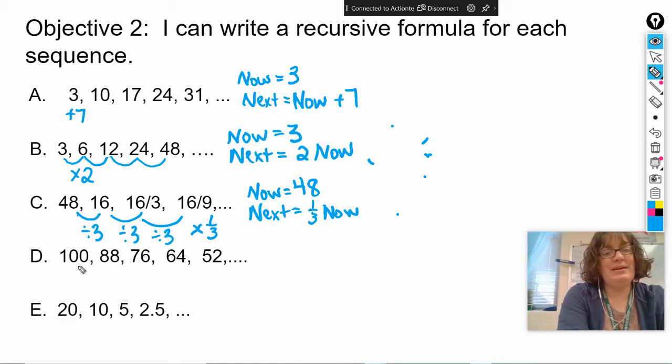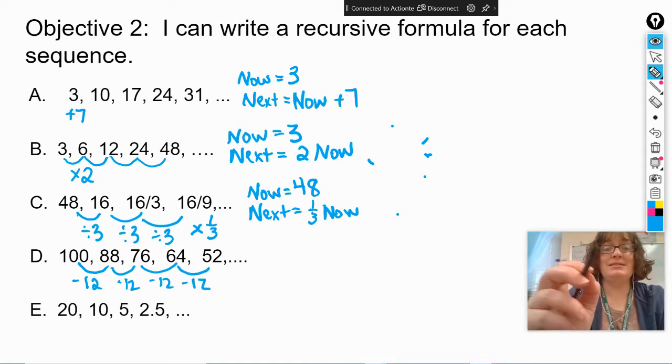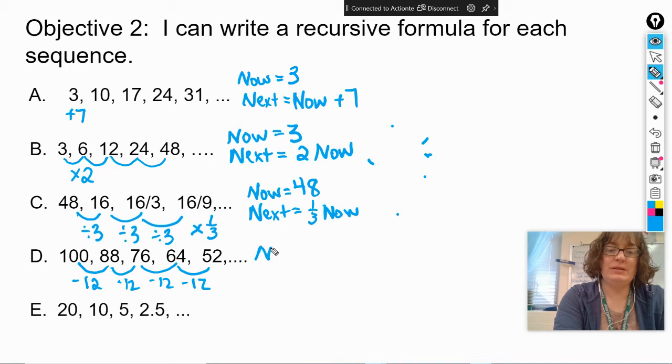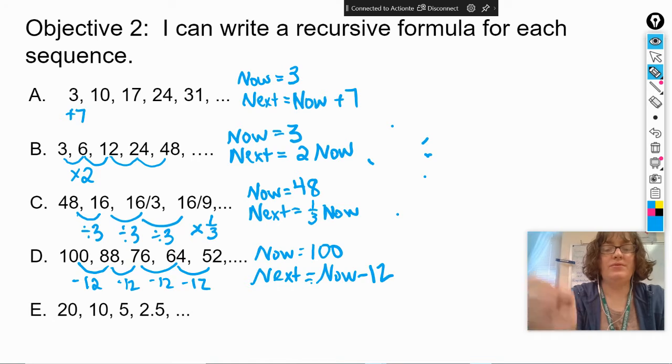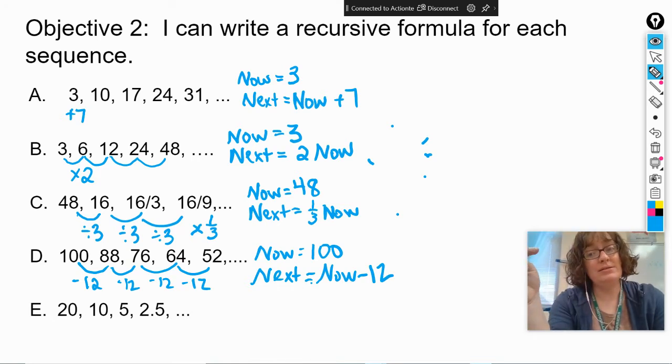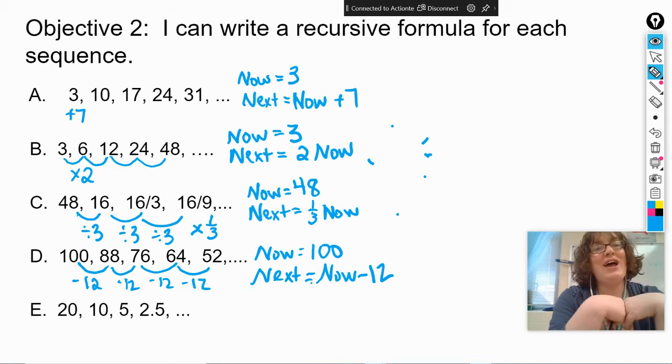Okay, looking at D. This one we said was subtracting 12 each time. So if it's subtracting, that's an arithmetic sequence. And so I'm going to start just like before. The now is 100. But to get the next, I'm going to take the now minus 12. So again, arithmetic, plus and minus, geometric, multiplication. Try E on your own.